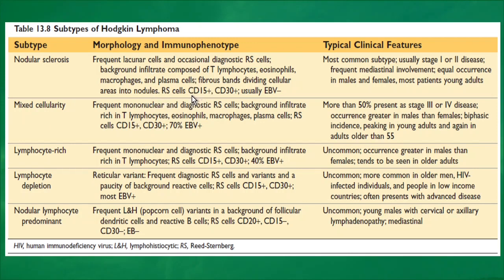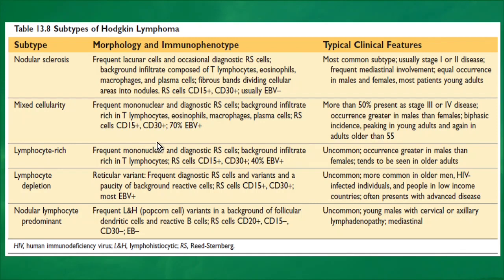Another thing is immunohistochemistry. When you do the immunohistochemistry of lymph nodes or flow cytometry, all the classical types are CD15 positive, CD30 positive. CD15 and CD30. All the classical RS cells in all classical types are CD15 and 30 positive. But NLPHL, CD15 is negative and CD30 is negative. EBV can be positive or negative depending upon the case.